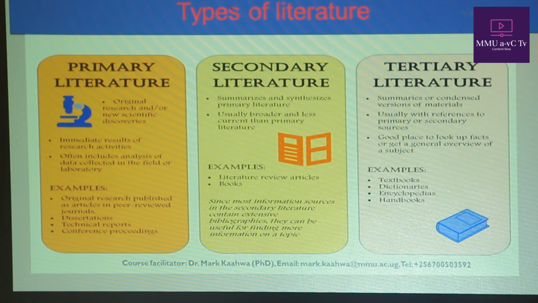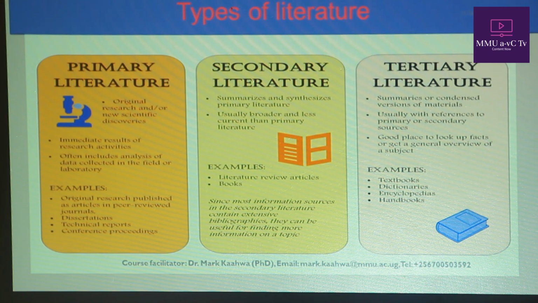The second one is the secondary literature. Now, these summarize and synthesize the primary literature, usually broader and less current than the primary literature. Examples are the literature review articles and then books. The third is the tertiary literature. This summarizes or condenses versions of materials, usually with references to primary or secondary sources.